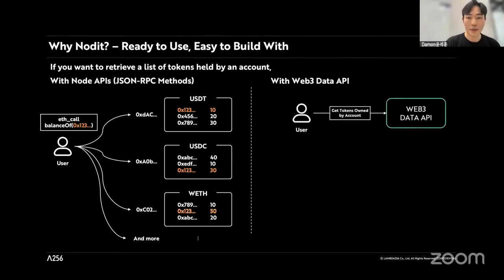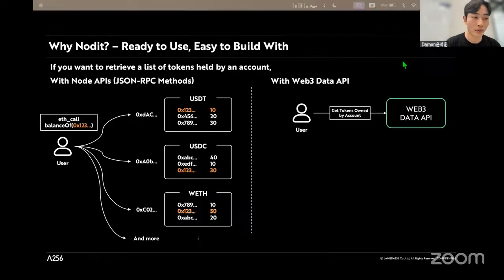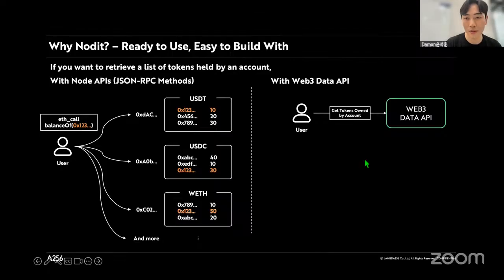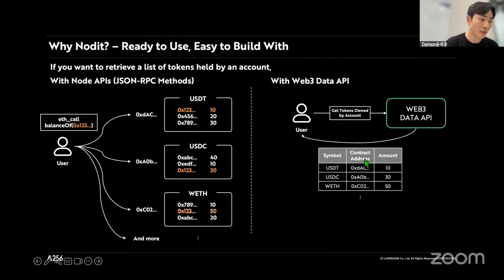But if you're using our, no, sorry, if you're using our Web3 Data API, then you can get that data with a single API call. Not just the token balances, you can get the contract addresses as well, and the token contract metadata as well.